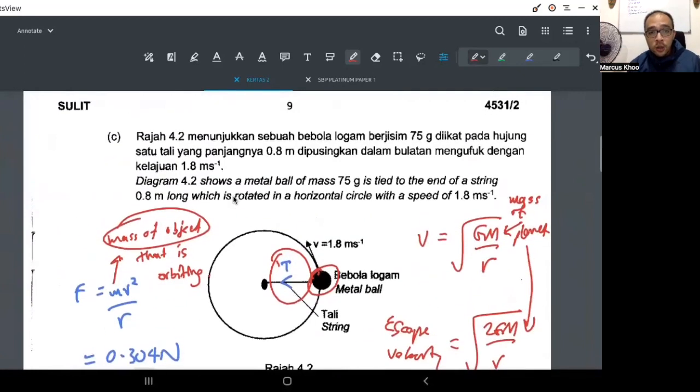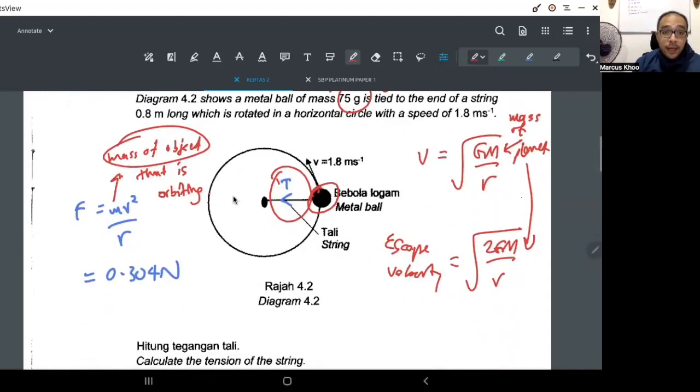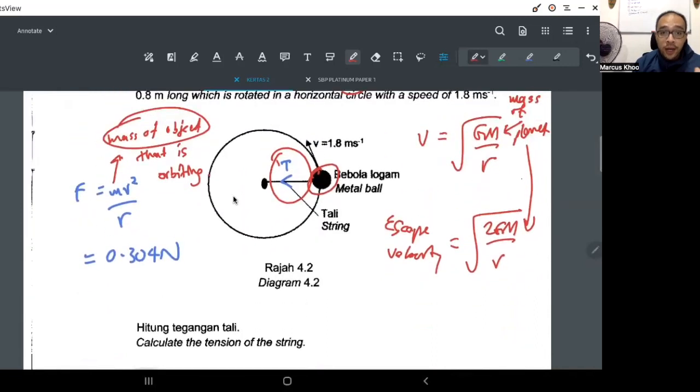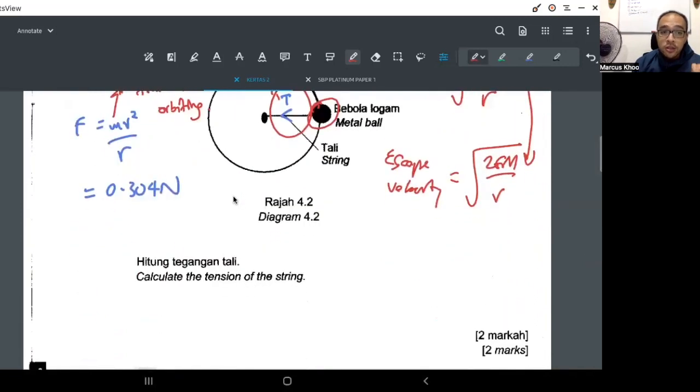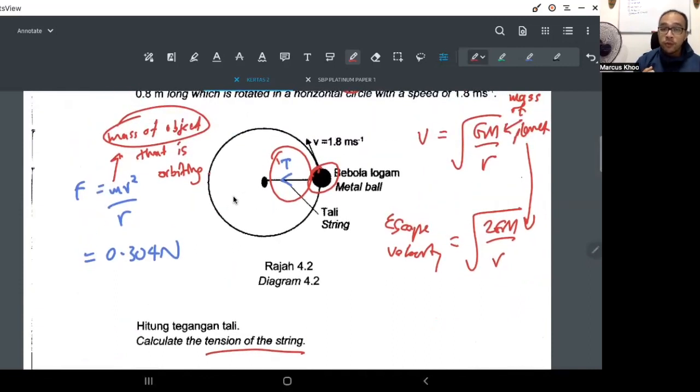Don't forget to convert the 75 grams into kilograms. Okay, the r is 0.8. Yeah, mv squared over r. Okay, the v is the one that you square. So you should get about 0.304 newtons. Okay, so don't be confused by the words tension of the string. We have looked at a few examples of this before. The tension of the string is always this way, which is the same as the centripetal force. Okay, the centripetal force is the force that enables things to move in a circular motion.